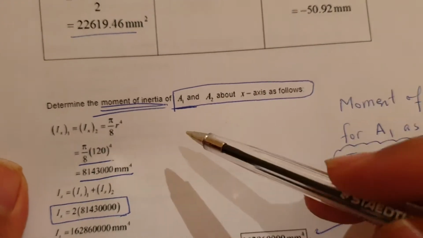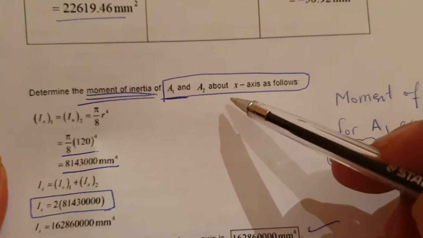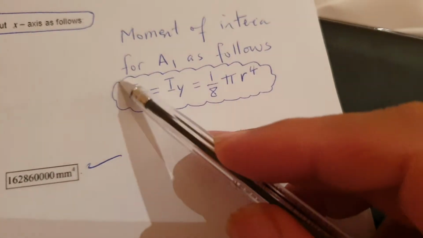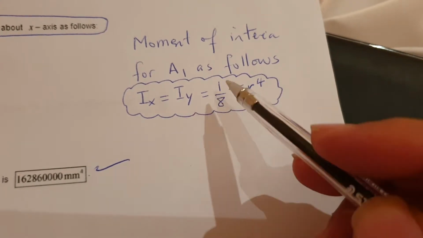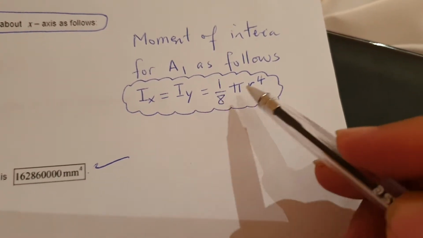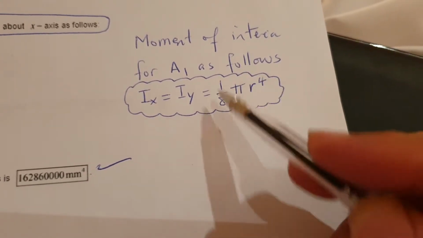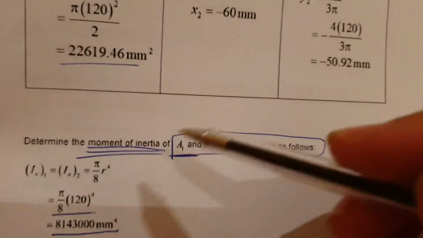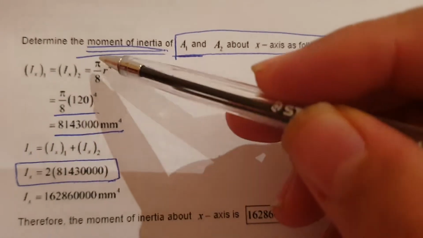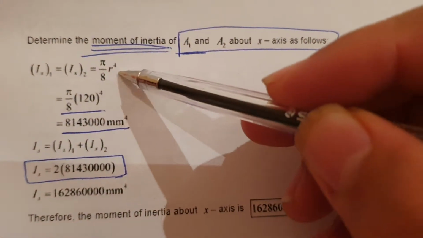Now, to find the moment of inertia, area 1 and area 2, about the x-axis is as follows. Moment of inertia for the area 1 is as follows. Ix and Iy, they're equal. It is 1 over 8 by r to the 4. This is the way we do it for moment of inertia of area 1. So, pi r to the 4 over 8.